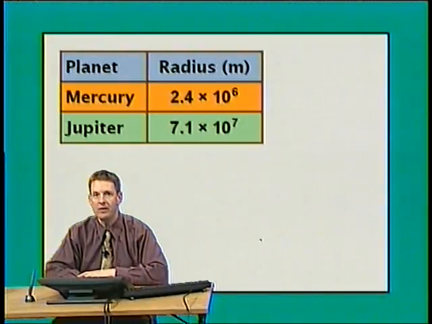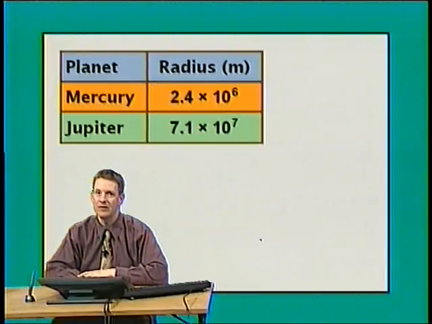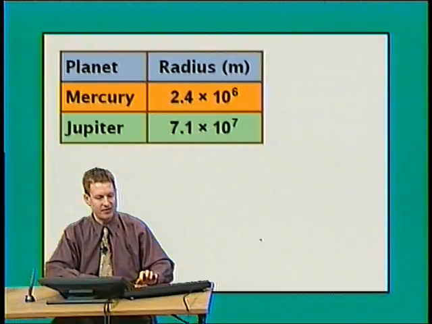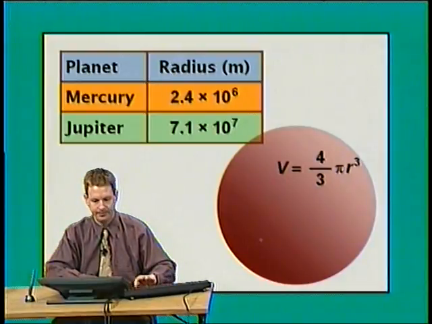So when I rounded the two radii to two significant digits, Mercury was 2.4 times 10 to the 6 meters, and Jupiter was 7.1 times 10 to the 7th meters. Now, if we're going to compare the volumes, I think we're going to need to figure out what the volumes are. So we need a volume formula. Assuming that the two planets are perfect spheres, the volume formula for a sphere is that the volume equals 4/3 times pi times the radius cubed. So let's apply that formula 2 times.